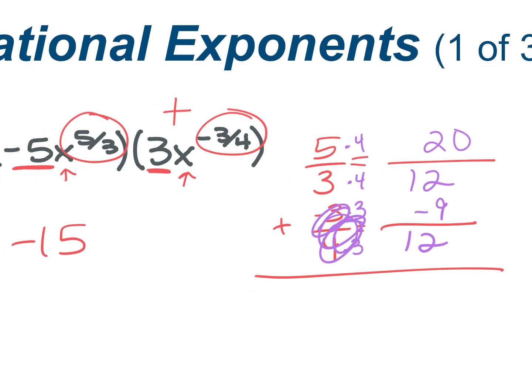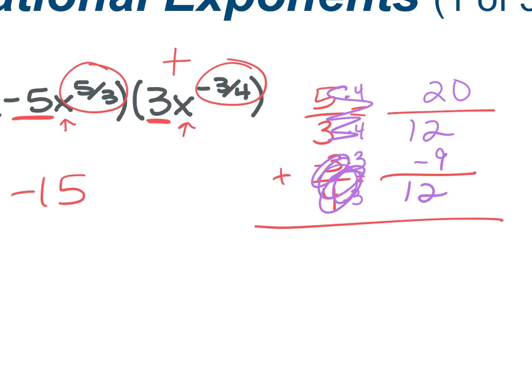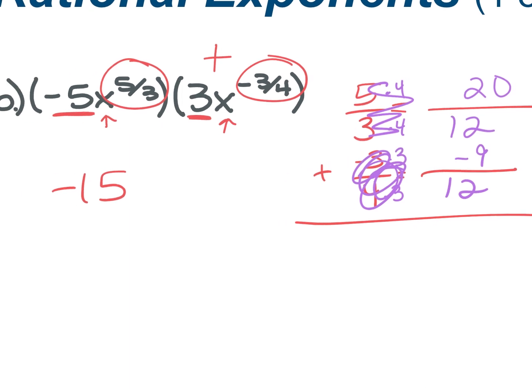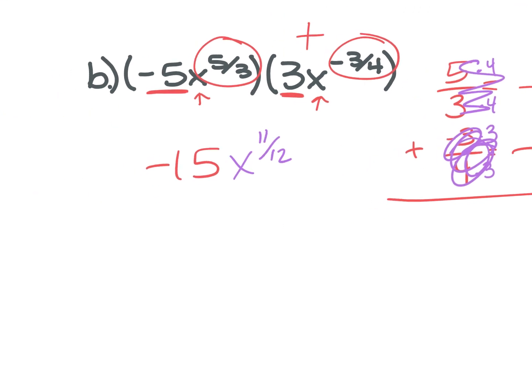Yeah? Okay. So now I have 20 minus 9 is what? You were going to say it right the first time. 11 over 12. Yep, perfect. So this is 11 over 12.